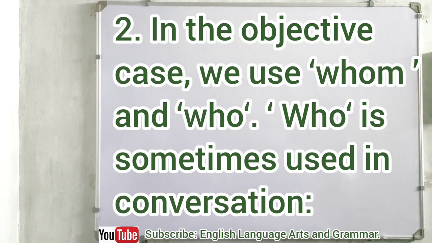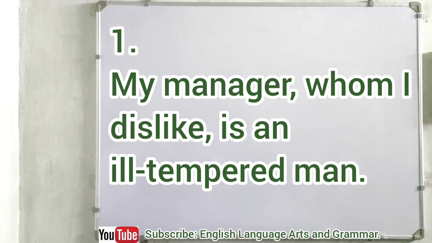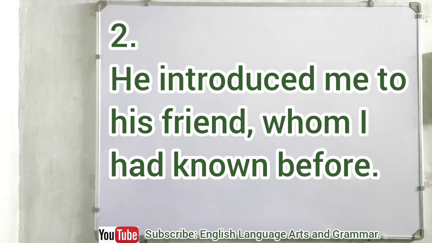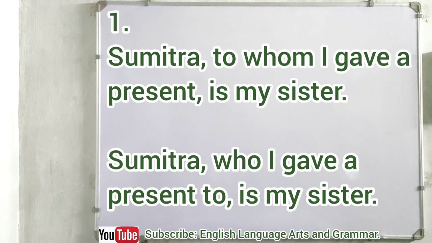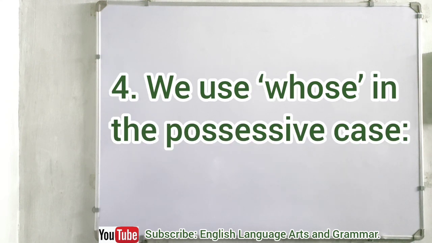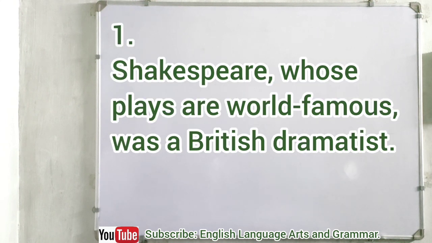In the objective case, we use whom, and who is sometimes used in conversation. Examples. Example 1. My manager, whom I dislike, is an ill-tempered man. Example 2. He introduced me to his friend, whom I had known before. Whom is used with the preposition in the objective case. We can also use who if we move the preposition to the end of the clause. Examples. Example 1. Sumitra, to whom I gave the present, is my sister. Sumitra, who I gave a present to, is my sister. We use whose in the possessive case. Examples. Example 1. Shakespeare, whose plays are world famous, was a British dramatist.